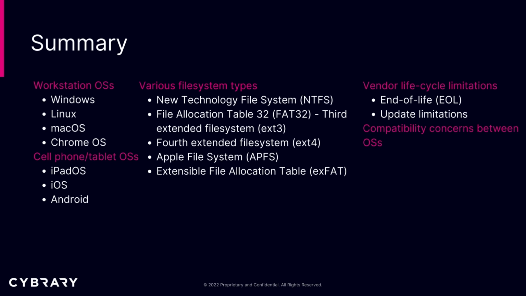So, in this lesson, we took a brief overview of different operating systems: Windows, Linux, Mac OS, and Chrome OS. We looked at some of the phone and tablet operating systems that these vendors provide. And we talked about some file structures as well as the vendor lifecycle limitations, as well as some compatibility concerns. That's it for this lesson, and I will see you in the next lesson.